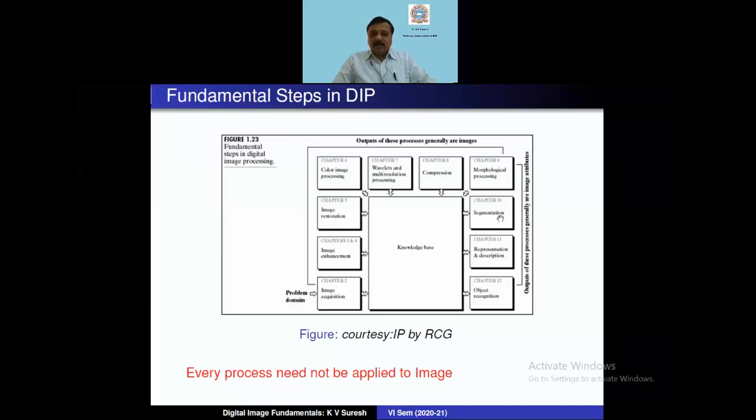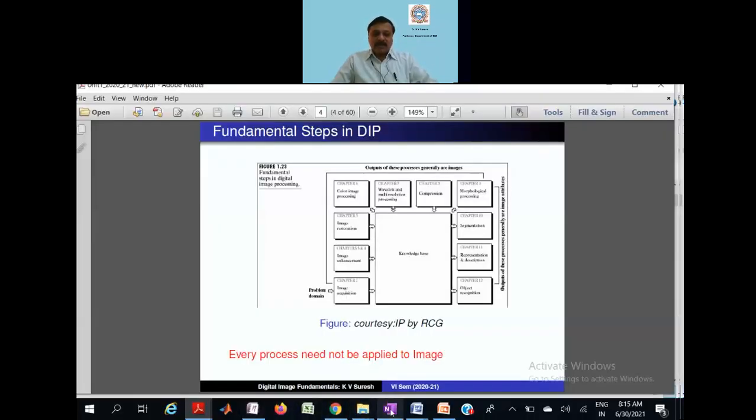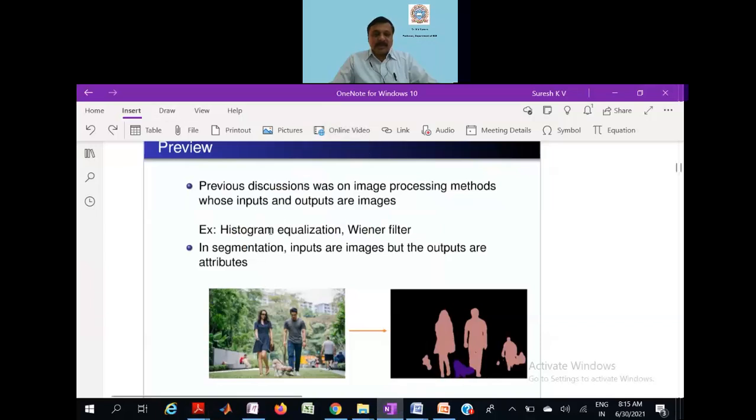That's something like foreground and background, something like edges, something like the objects are detected, with some representation of that object. In compression also, our input is maybe a high quality image and output will be a compressed image. So this is what we are trying to understand in this particular unit. In segmentation, inputs are images no doubt, but the outputs are attributes.